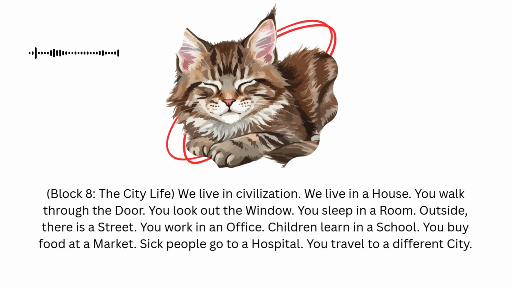Block 8. The city life. We live in civilization. We live in a house. You walk through the door. You look out the window. You sleep in a room. Outside there is a street. You work in an office. Children learn in a school. You buy food at a market. Sick people go to a hospital. You travel to a different city.